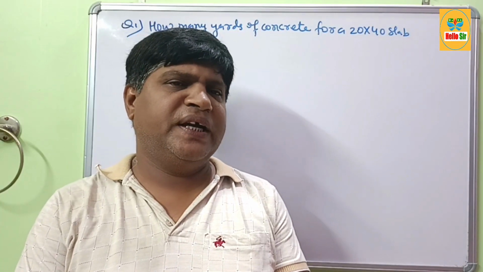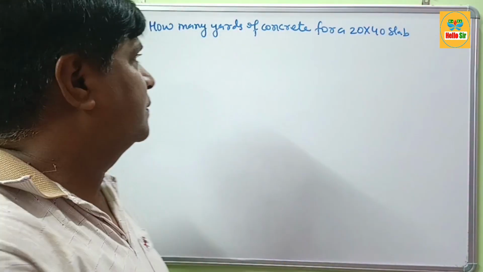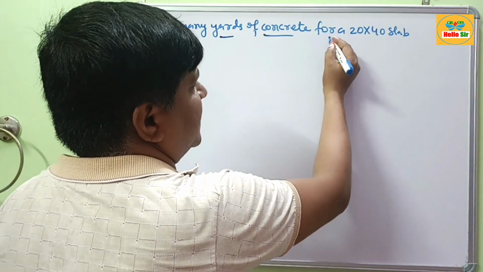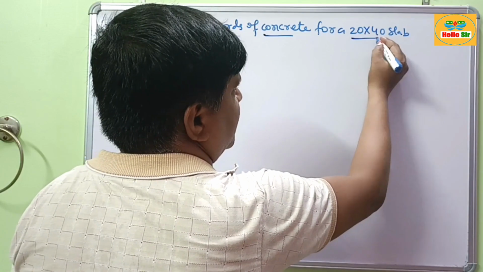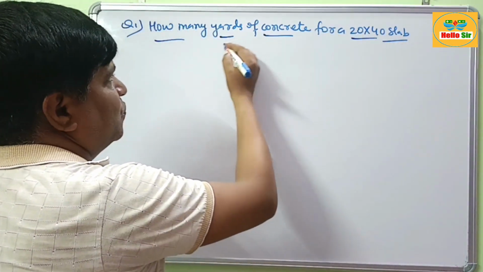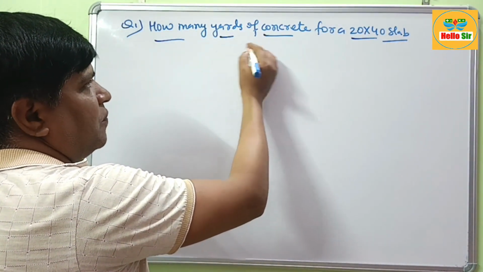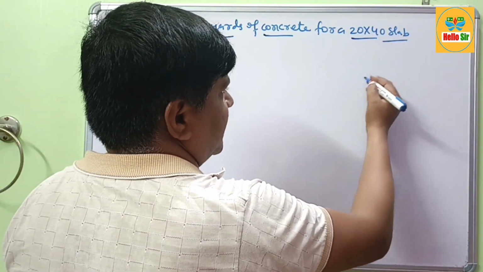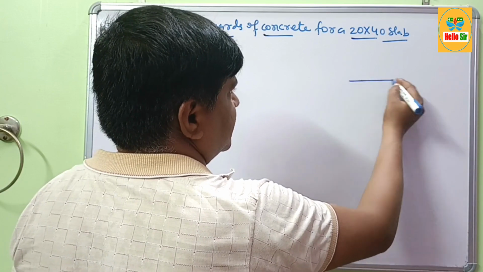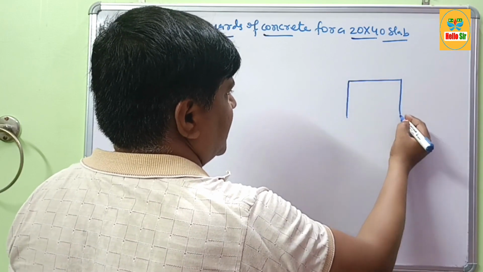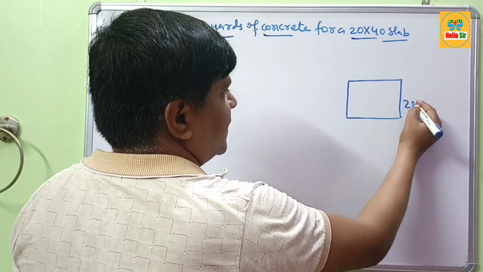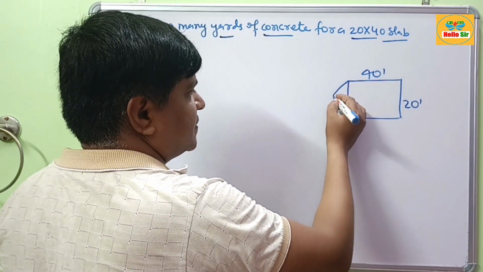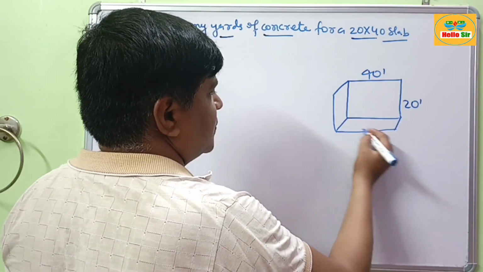Hi guys, today in this video we will learn how many yards of concrete I need for a 20 by 40 slab. It means you have to calculate the required quantity of concrete for a 20 by 40 slab. Suppose this one is your slab, 20 feet by 40 feet, and the thickness of the slab is about 4 inches.